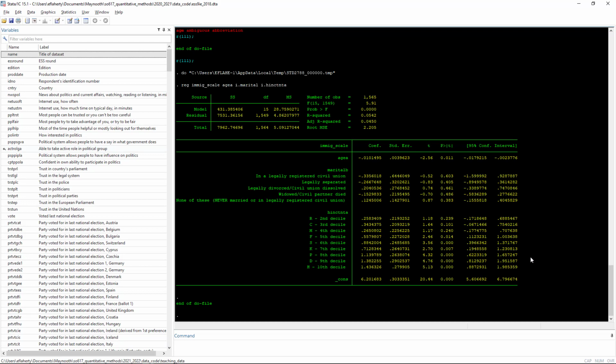So that is a short tutorial on how to conduct linear regression with scale and categorical independent variables in Stata.